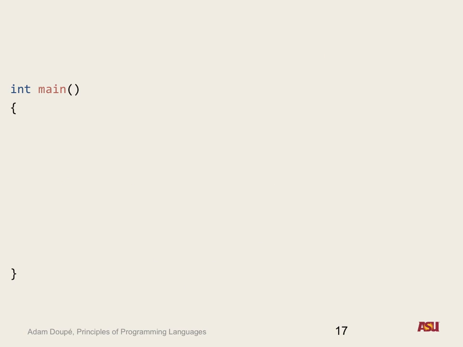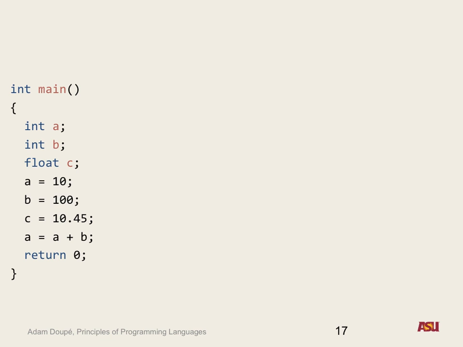So, we can go back to our original main function. Before we had variables A, B, and C declared globally, now they're going to be local variables of method main. So we have int A, int B, float C, A equals 10, B equals 100, C is equal to 10.45, A is equal to A plus B, return 0, right? So just like before, when the compiler is trying to compile this, it generates a parse tree, checks the semantics, checks the type system, now it has to generate some code, and it says, hey, A is going to be at some location EBP plus A. In this case, it'll be a negative offset from EBP. And B is at some location EBP plus B. C is at a location EBP plus C.